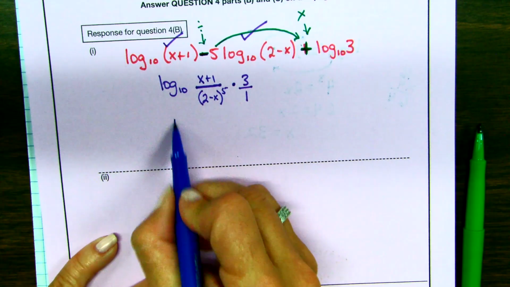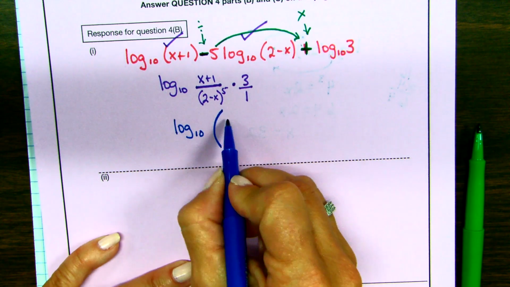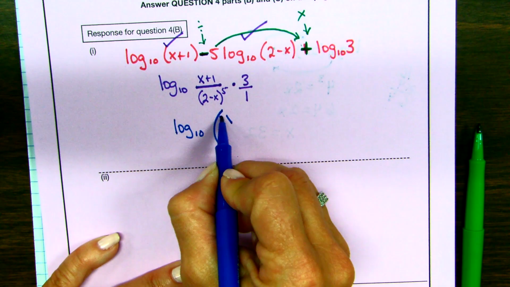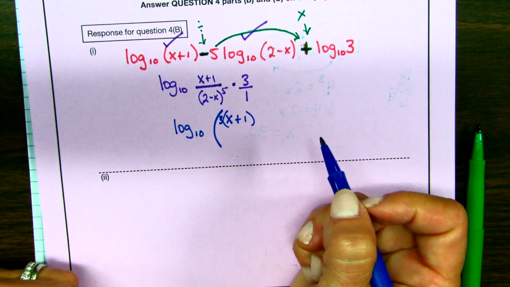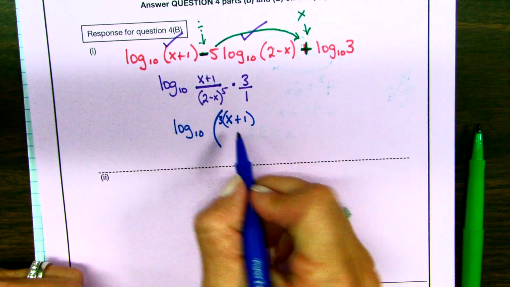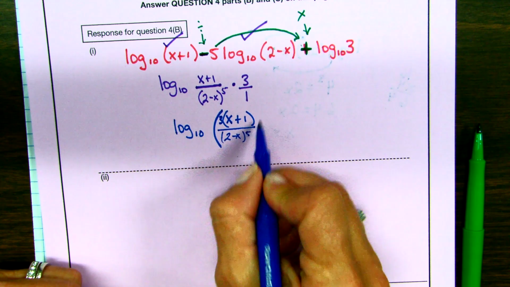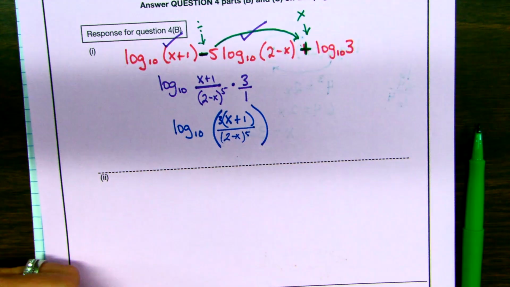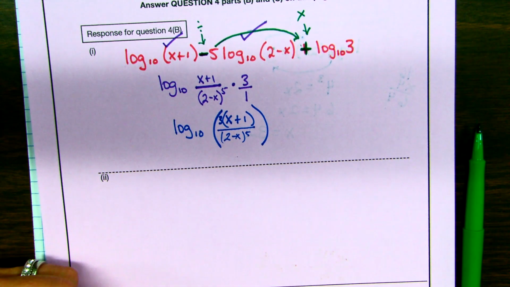To write my final answer, I'm going to put my parentheses or brackets, I would have 3 times x plus 1. Could you distribute? Yes, you could. So it's 3 times x plus 1, or distribute it, over 2 minus x to the 5th power. No negative exponents in our answer. We have log base 10 of 1 expression. That's all you had to do. See, that's not bad if you remember your properties. Is that good? Yeah.